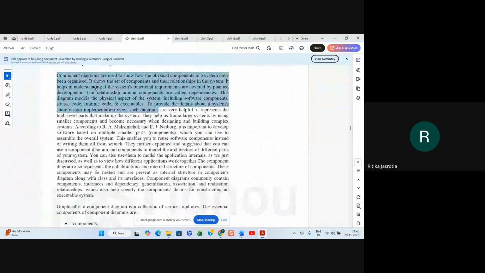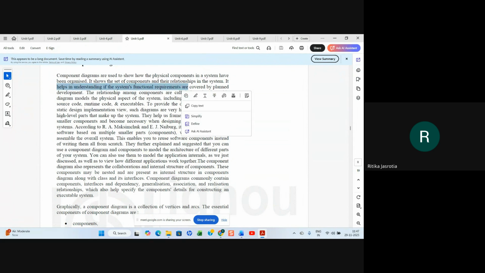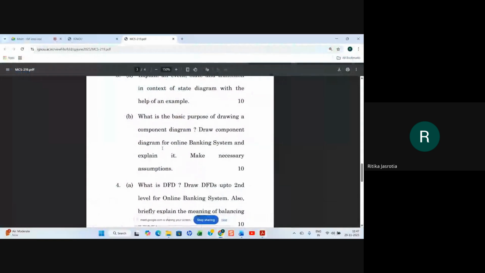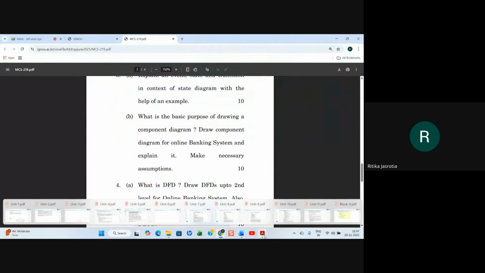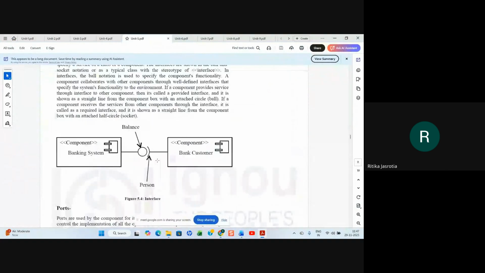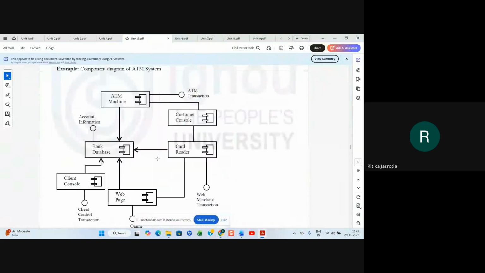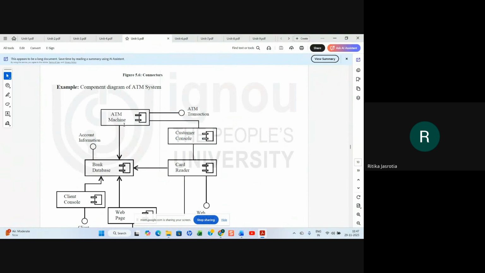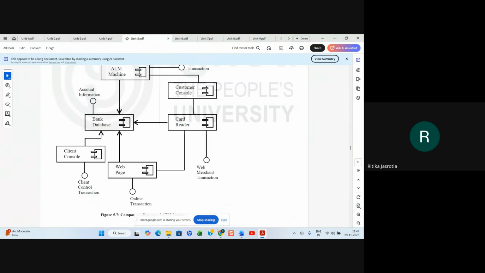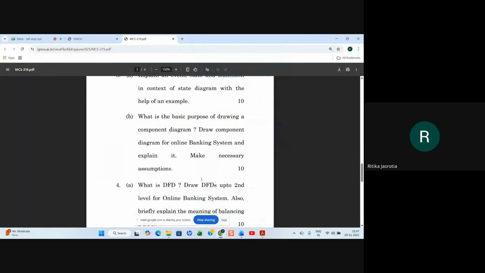So component diagram shows the set of components and the relationships in the system. It shows the physical components of the system and how they have been organized. It helps in understanding if the system functional requirements are covered by the planned development. The relationships among components are called dependencies. So this is the basic purpose. It helps in understanding the system functional requirements, right? And draw component diagram for online banking system. That we have already seen. You can make a component diagram for a banking system, like they have made for an ATM system. This is an ATM machine, this is a bank database, client console, web page. So they have made it for an ATM system. You can make it for a banking system also in a similar way.